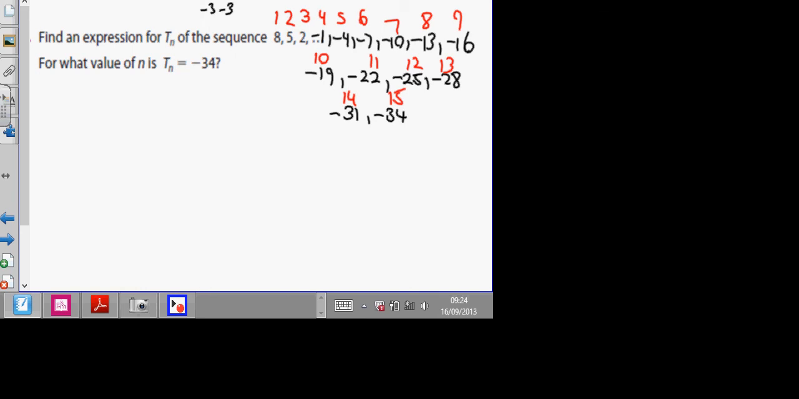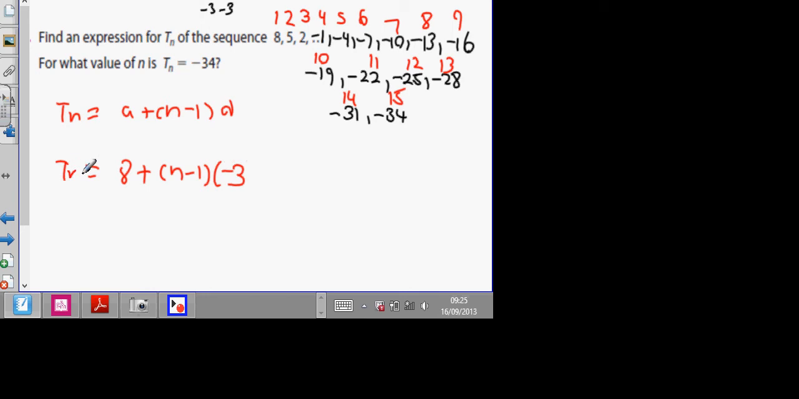I'm going to show you a different way of doing it. The different way of doing it is the Tn formula. Tn formula is a plus n minus 1 times d. Now, what is a, guys? a is the first term of the sequence, which is 8. What's the d value? The d value is take away 3.